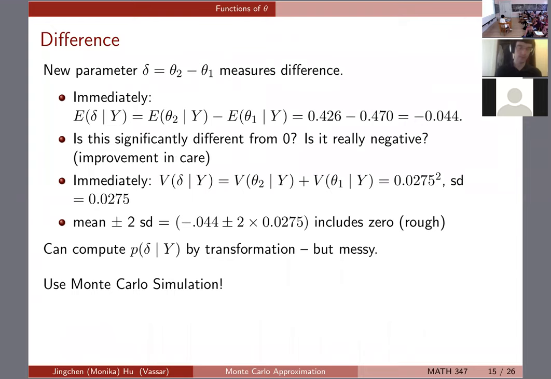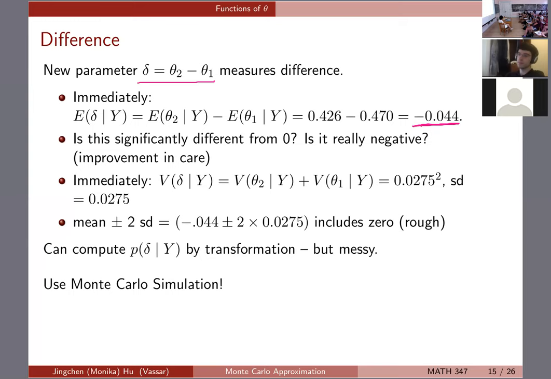Okay, so if we define this to be the difference, and I use delta, delta stands for difference, just theta 2 minus theta 1, and I'm interested in making inference about this delta, then for the sample mean, I can return it, and you notice that it's going to be slightly smaller than 0. Okay, so is this significantly different from 0? Is it really negative? Because negative means that the failure probability increases, right? So that's a possibility of doing a good job. That is decreasing.